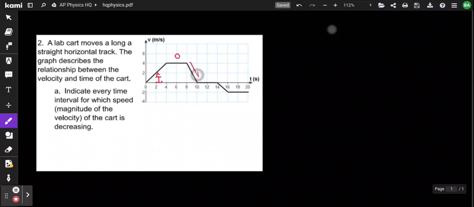Here it looks like our slope is negative, so this looks like it's decreasing. From 10 to 14 it looks steady again at 0 meters per second. And from 14 to 16, it looks like we're decreasing again. So for part A, I would say our time intervals from 8 to 10, we're decreasing. And our time intervals from 14 to 16, we are decreasing our velocity or the magnitude of our speed.